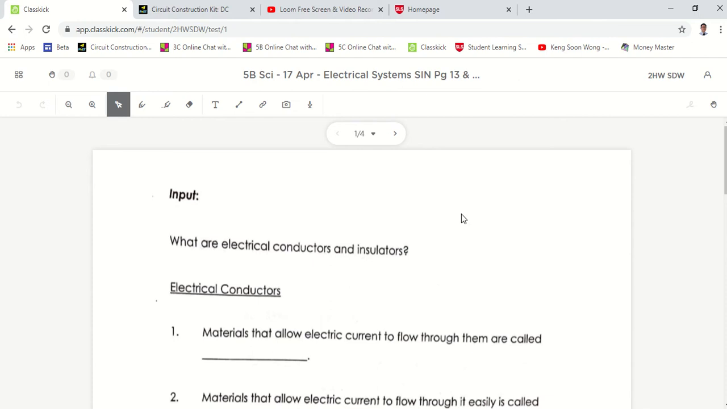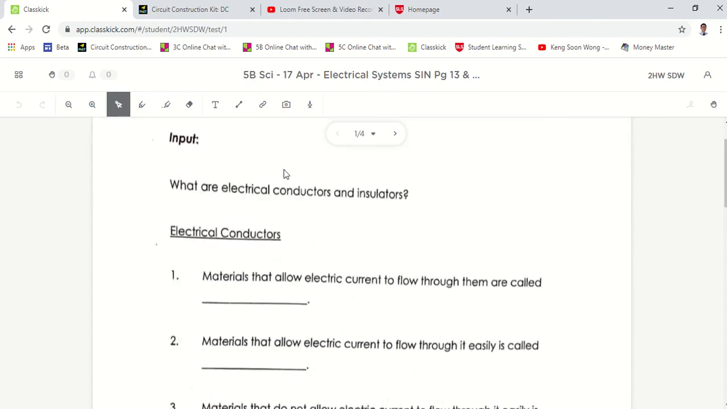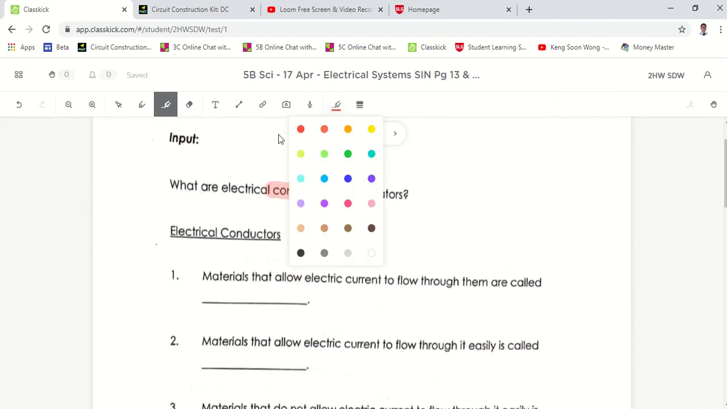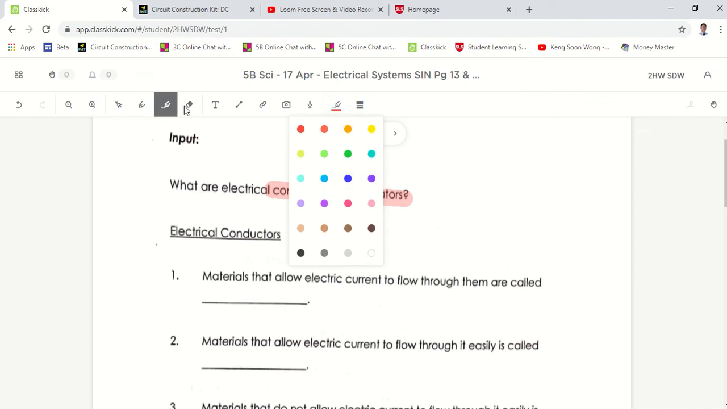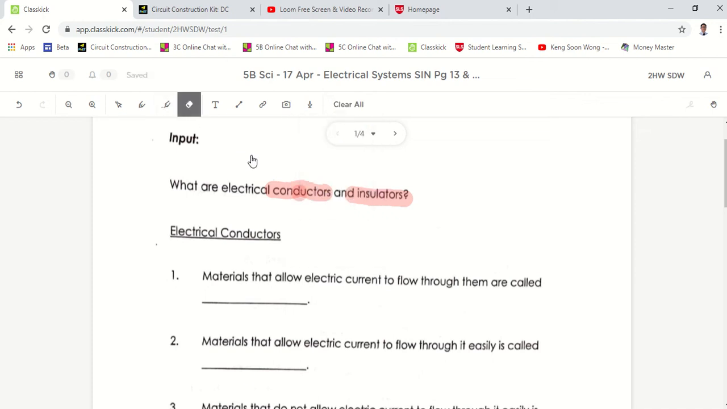Let's start with the SIN first. Last Friday the lesson was on electrical conductors and insulators. So I will use red for insulators, because you know that insulators do not allow electric current to pass through. And I'll use blue color for conductors. Okay, done. Right, so last Friday we learned about conductors and insulators.